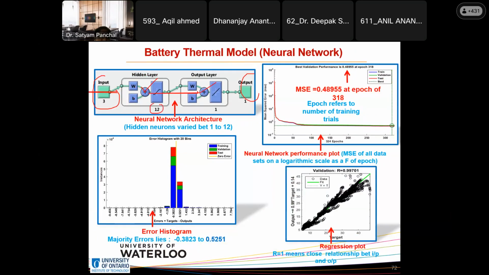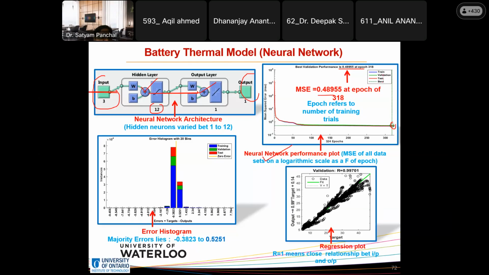The hidden layers were varied from 1 to 12, and then we got a mean square error of, let's say, 0.49 at an epoch of 318. At 318, we got the best validation performance and that is our mean square error. Here you can see the training, validation, testing, and the best part. So mean square error is basically for all data sets on a logarithmic scale as a function of epoch.